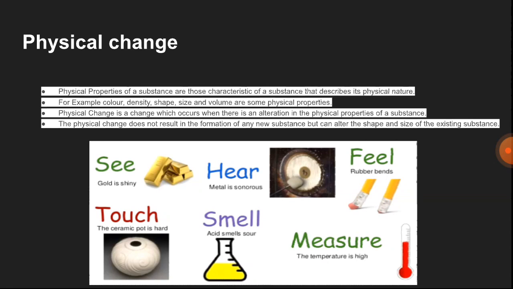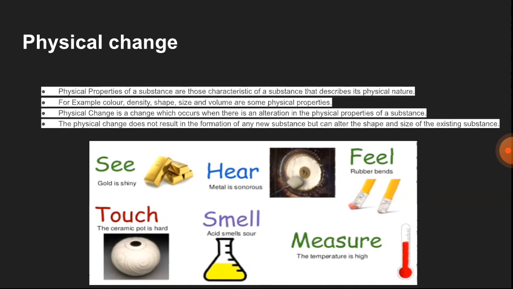For example, you can see the pictures here. See, gold is shining. Are there any changes? It is a change only in your eyes. Metal is sonorous, meaning it will make sound. Stretching a rubber band, that only. Touch the ceramic pot hard, what is happening? It will make sound. Smell: acid smell, sour in taste. Measure the temperature, higher.